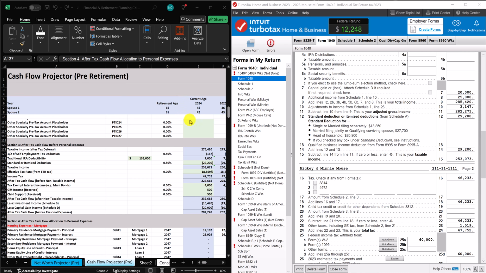Now, of course, if this is your actual 2023 tax return and you are still doing this projection before 2024 is over, before your tax return has been filed, then this effective tax rate and the resulting tax is not going to be precise. It's not going to be the exact number that's going to be on your 2024 tax return, at least not at the time of the projection.